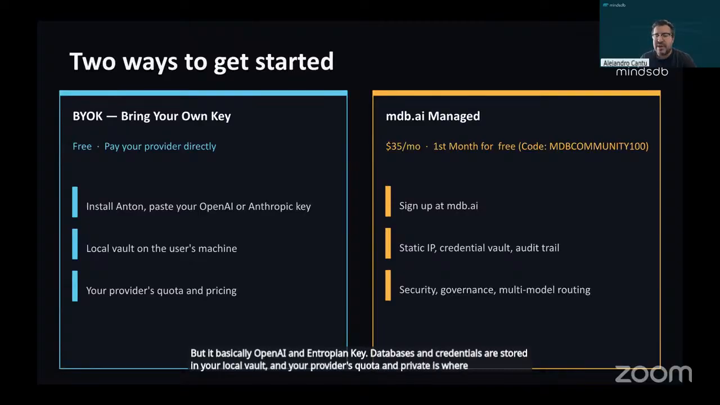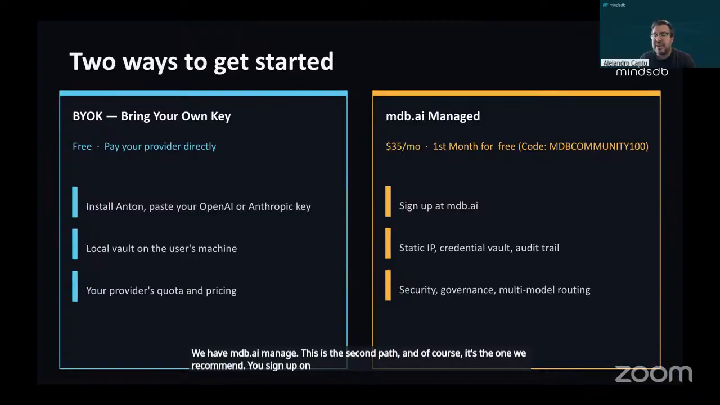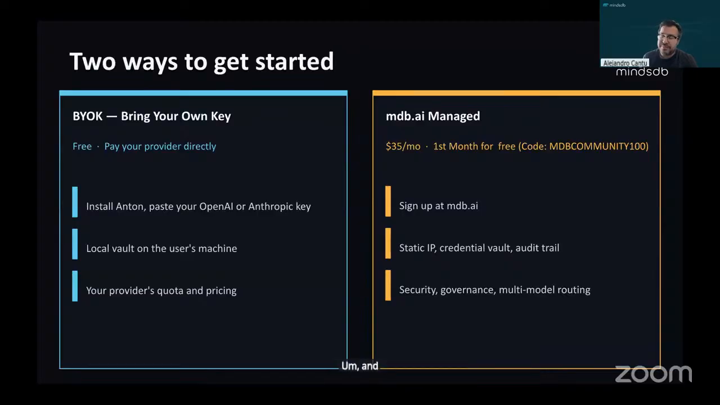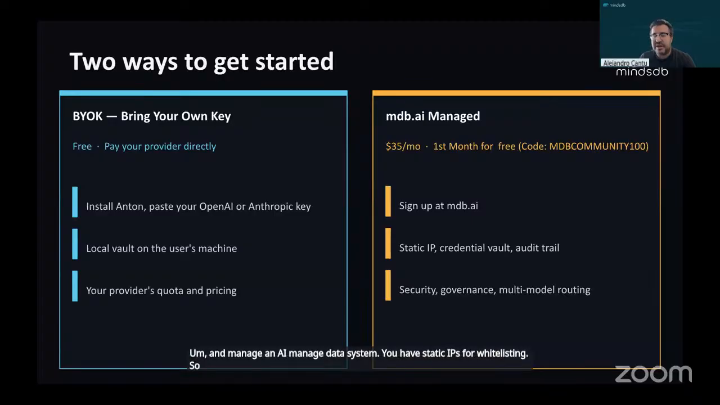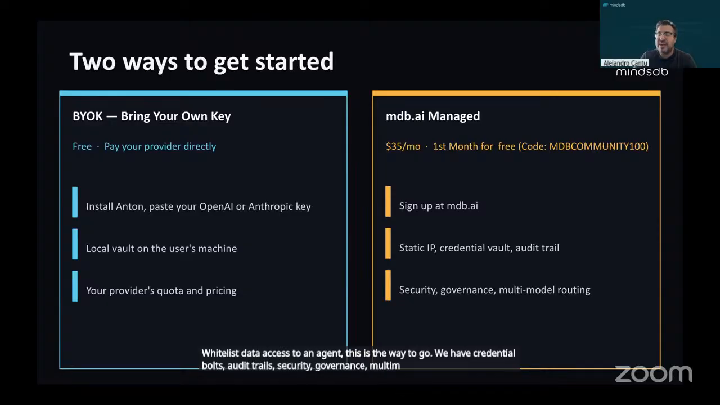We have MDB.ai managed. This is the second path, and of course, it's the one we recommend. You sign up at MDB.ai, and then you get all the benefits of having a managed AI data system. You have static IPs for whitelisting, so you can whitelist data access for an agent. This is the way to go. We have credential vaults, audit trails, security, governance, multi-model routing. In the end, all the real big benefits that appear once you start looking into more professional data and more professional services, MDB.ai managed works out.